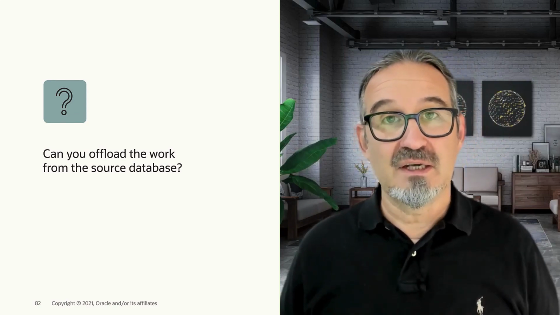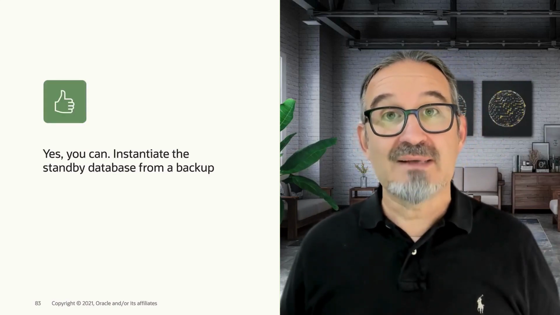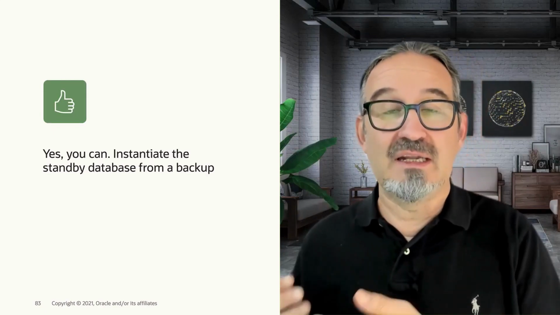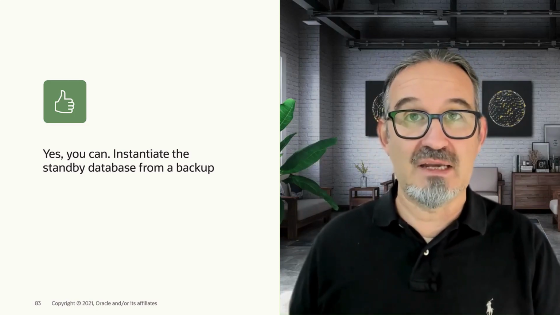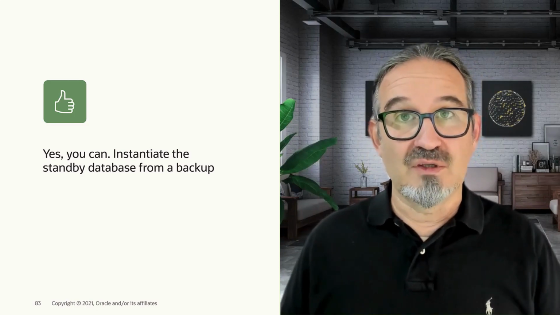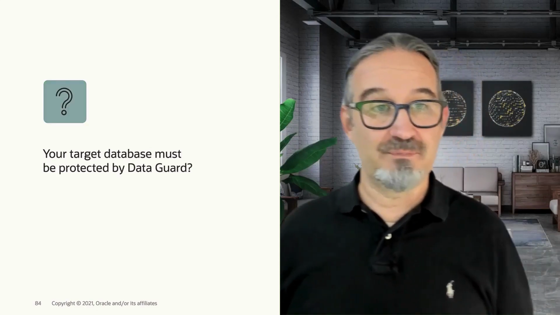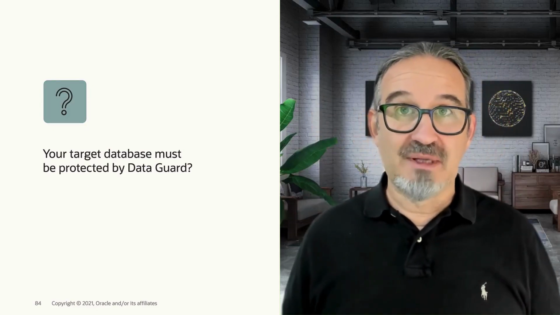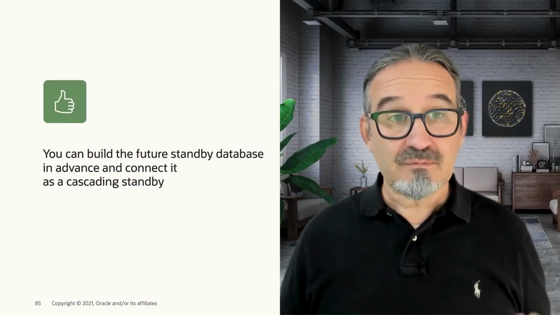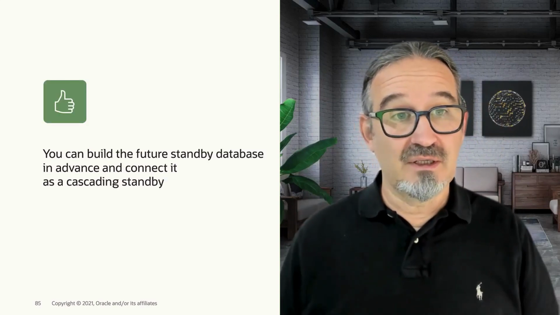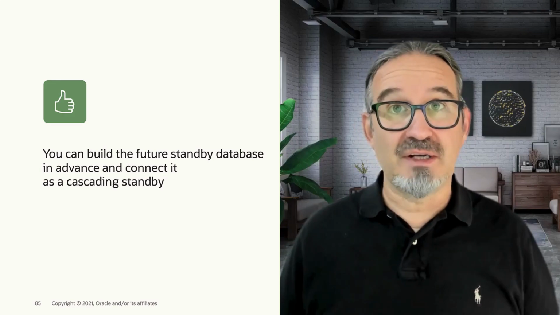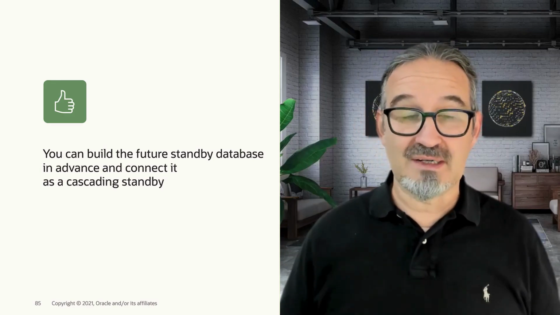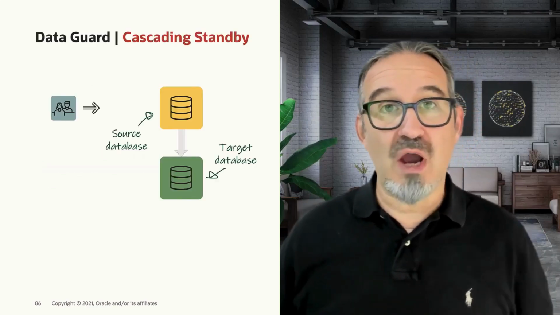It will just cause trouble. So in this case, we use now a standby. So the standby is the initial offloading, and then from the standby, we create a final one. So we cascade. This is the idea. Also, when your target must become a Data Guard at this point, so you need a Data Guard for that, you can build up the future standby database already in advance and connect to it also via cascading standby. So let me show you how that works.